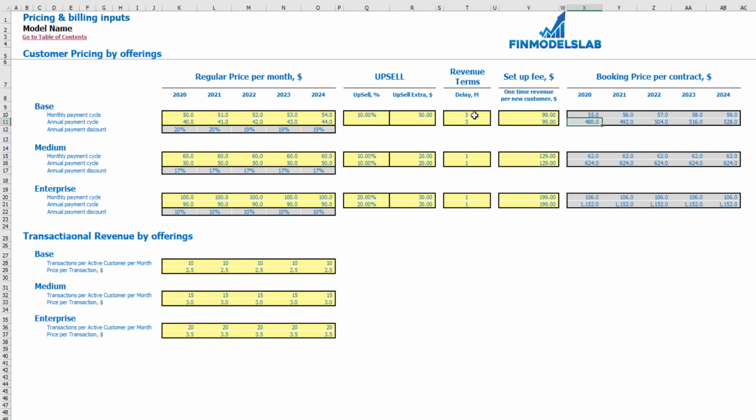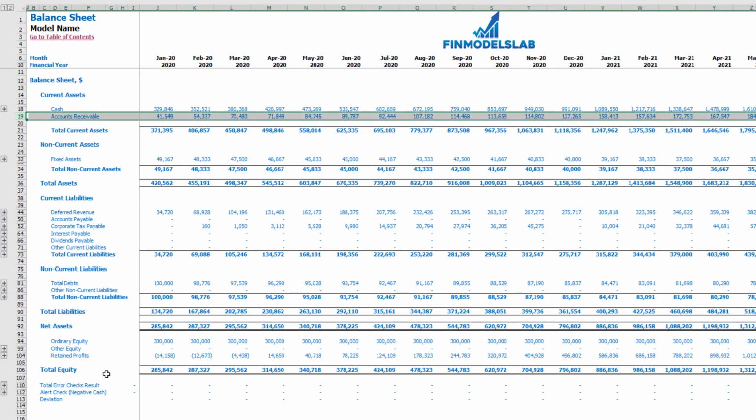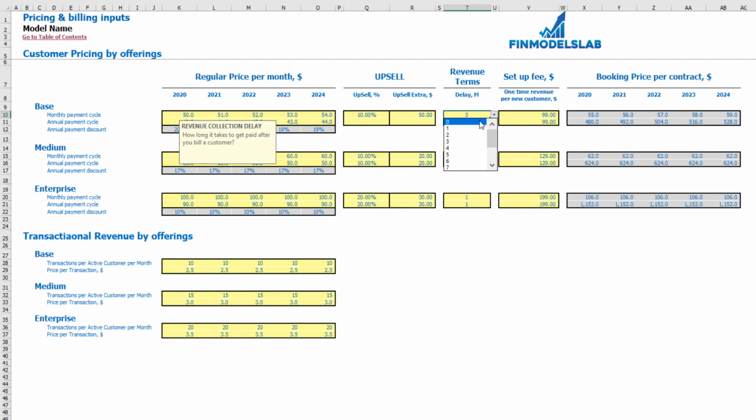Additionally, you are able to input the revenue terms, which is revenue payment delay, which will drive the account receivable part in your balance sheet here. So you have here the drop down, starting from 0 to 12 months of revenue delay. If you don't need any revenue delay, just input 0. Additionally, you can input the setup fee or one-time revenue per new customer to set up his account. If you don't need that, you can just input 0. If you need, you can keep it or adjust it, for example, to $50.